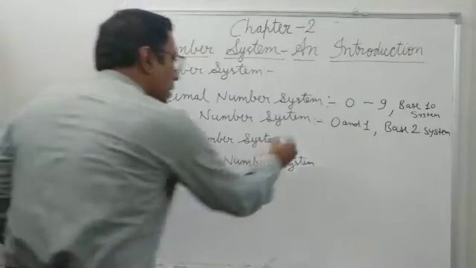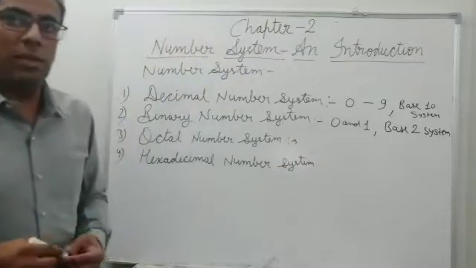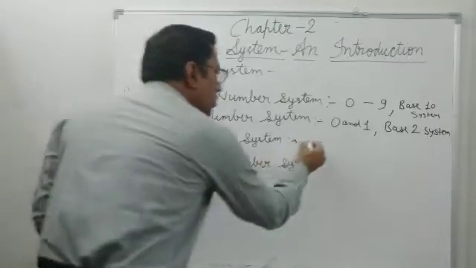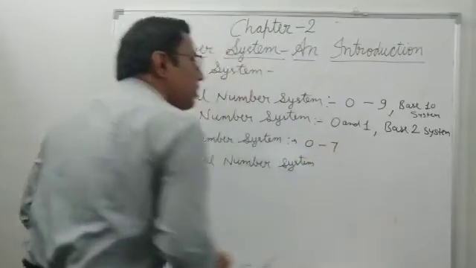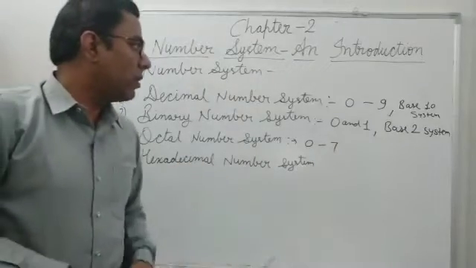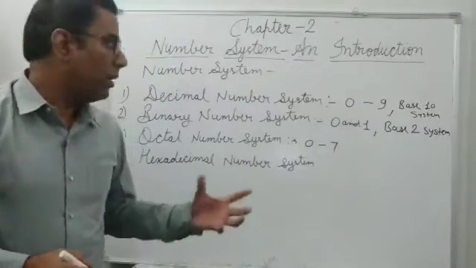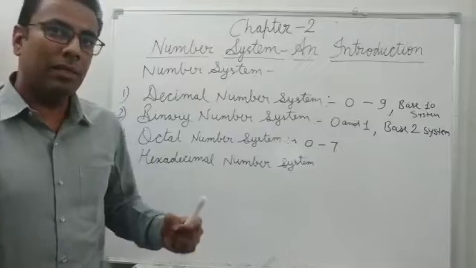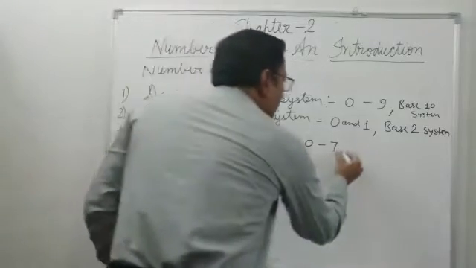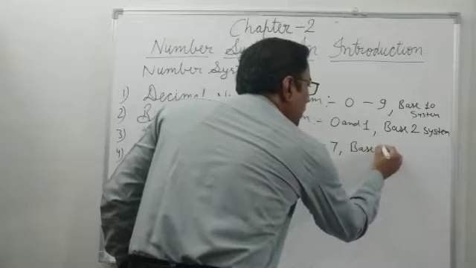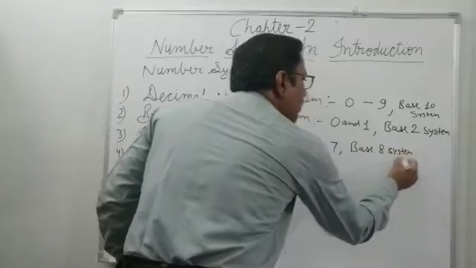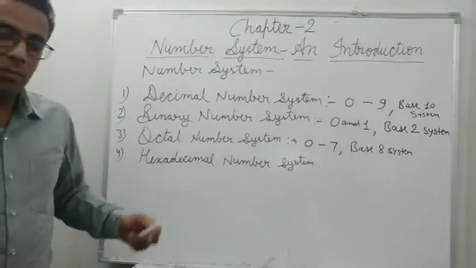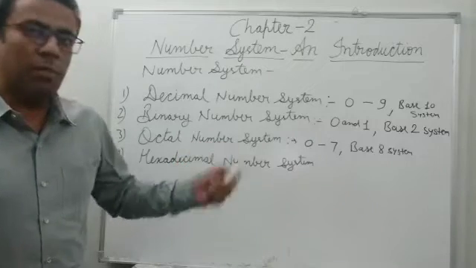The next is the octal number system. The octal number system has a total of 8 digits, 0 to 7, meaning 0, 1, 2, 3, 4, 5, 6 and 7, so 8 digits in total. So this system is called the base 8 system. It is also a positional value number system.